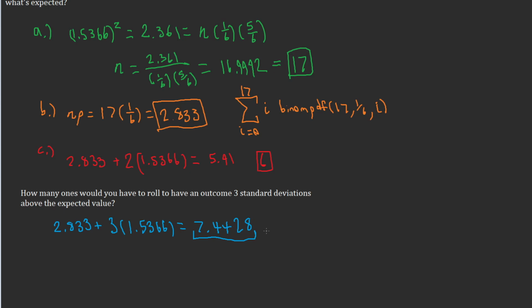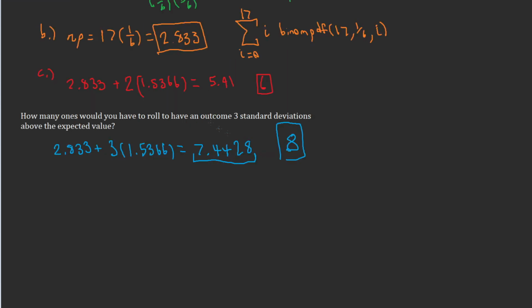And so if you were to roll 7, the outcome would be less than 3 standard deviations above the expected value, and so that would not be right. Even though our inclination here is to round this number down, in this case we have to round this number up, and so the correct answer here is going to be 8 rolls. You would have to roll 8 ones for your outcome to be above 3 standard deviations above the mean.